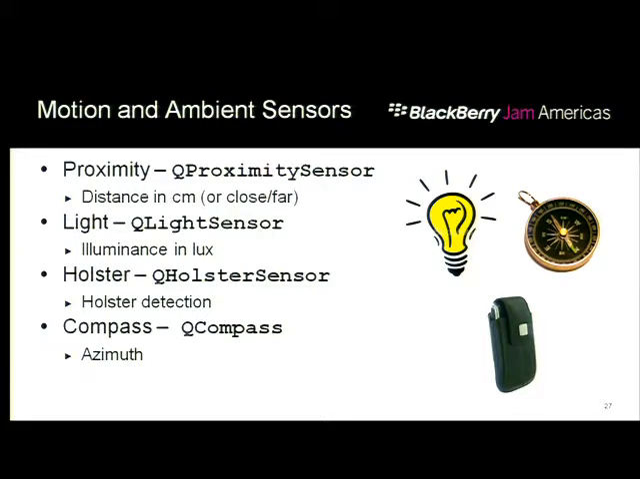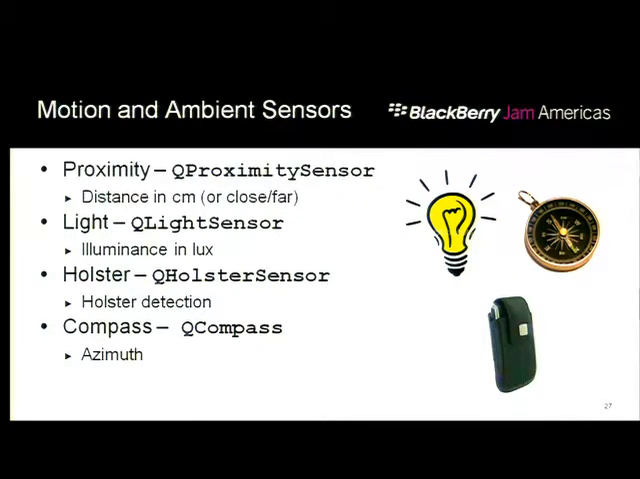We also have a proximity sensor, which is represented by QProximitySensor. It's supposed to give you a distance in centimeters, but what the API gives you is whether the device is close to your face, or far from your face, or any other objects. So you can detect whether the user is on the phone, for example. That's where the phone application uses this sensor.